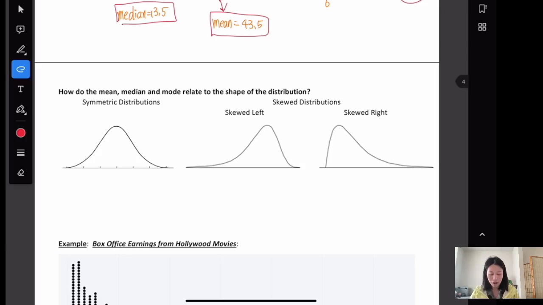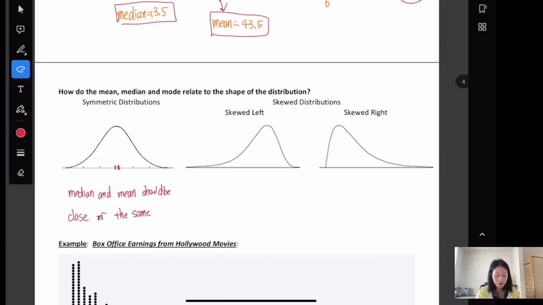So now take a look. Get back to this question: how do the mean, median, and mode relate to the shape of the distribution? For a symmetric distribution, think about it. Your median is not going to change, right? Your median and the mean are most likely at the center. So I would say the median and the mean should be close or the same.